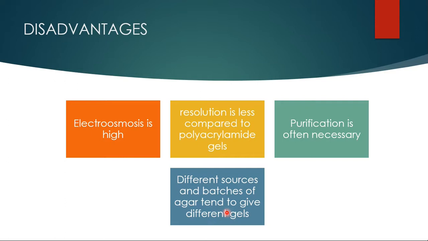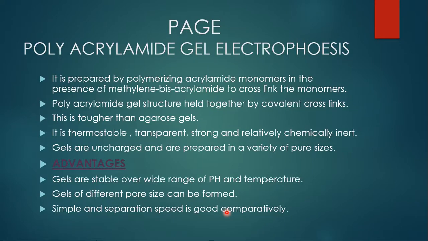So by keeping all these things in mind, we are supposed to have another type, that is PAGE, polyacrylamide gel electrophoresis. So the next one is PAGE, polyacrylamide gel electrophoresis, simply called PAGE. The second type of gel electrophoresis. What is the first type? It is agarose gel electrophoresis, and the second type is PAGE, that is polyacrylamide gel electrophoresis.